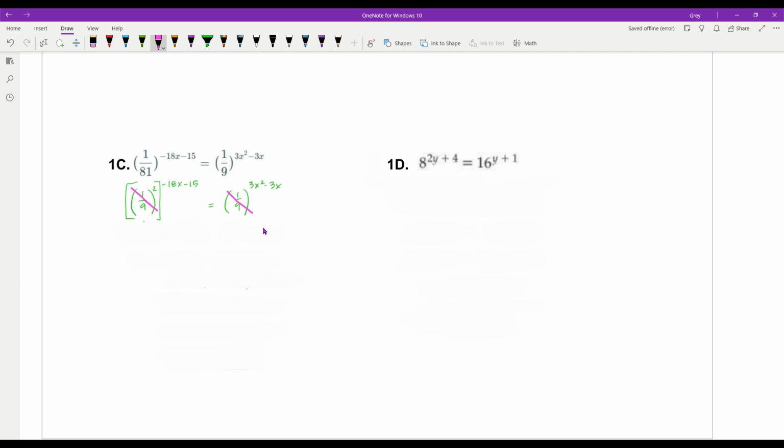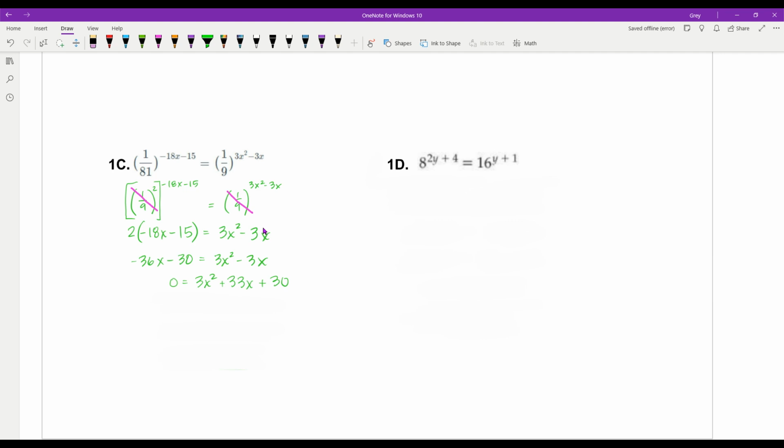So on the left side, that exponent, what do I do to those two exponents? Well, I'm multiplying, but I didn't multiply them out this time. And that equals the exponent that's on the right. So I'm going to distribute my 2. Negative 36x minus 30 equals 3x squared minus 3x. It's a quadratic now. We did those way back when, so it's assuming you know how to solve these.